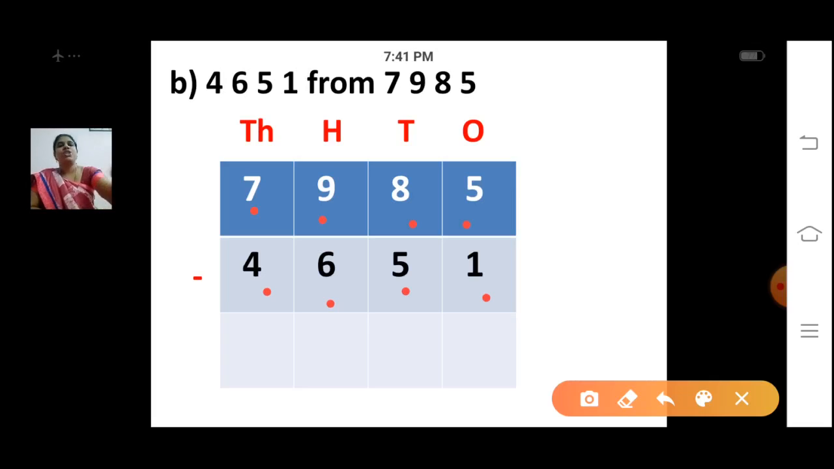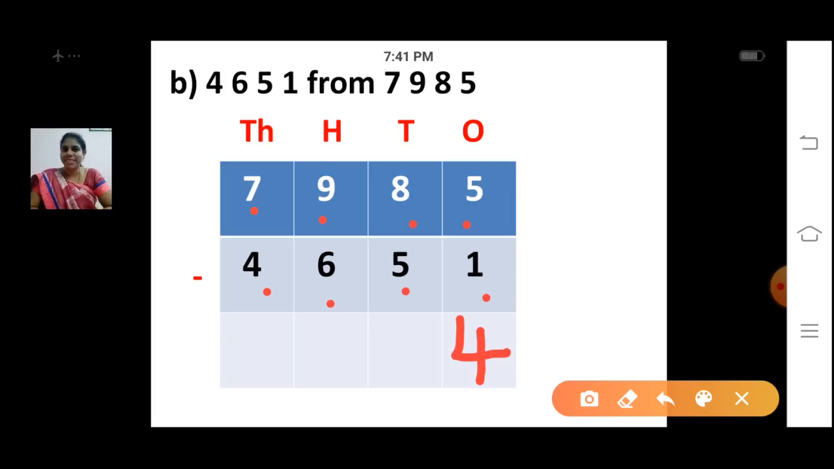Yes, the ones place. So 5 ones minus 1 one. 5 minus 1. Start from number 1. Count forward till you reach 5. After 1, 2, 3, 4, 5. So 5 minus 1 is 4. 5 ones minus 1 one is 4 ones.